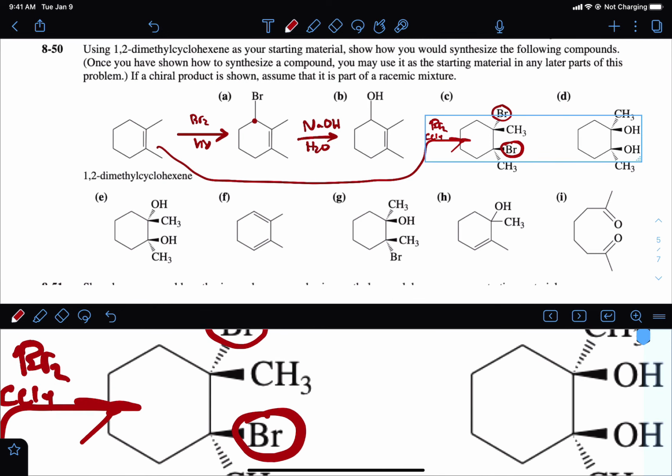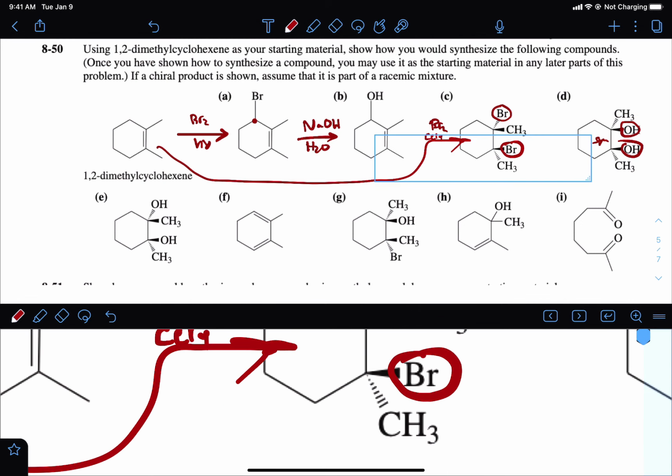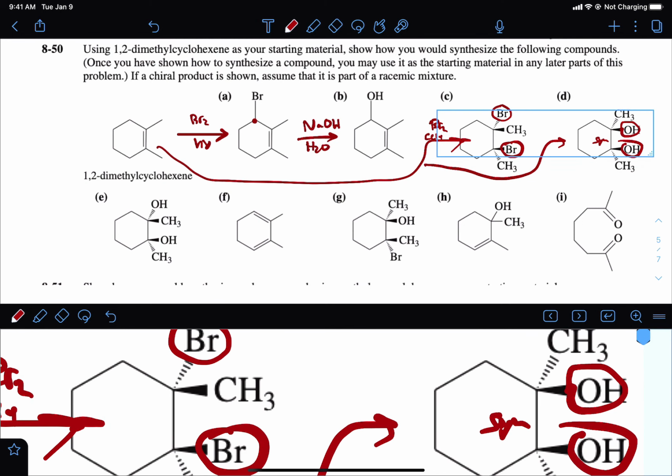What do we have here? Again, pattern recognition, right? OH, OH, syn. How do we get syn diols? From our starting material, either OsO4 and H2O2, or you can use KMnO4 cold. That would also do that. So syn diols.